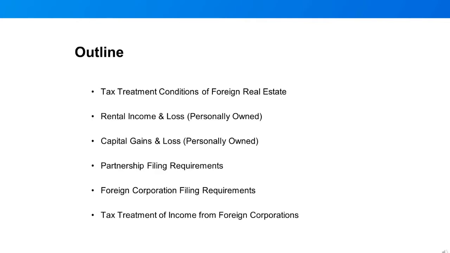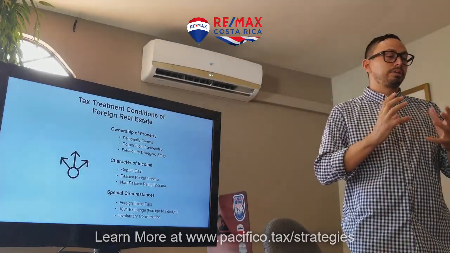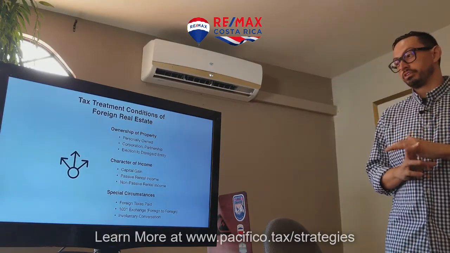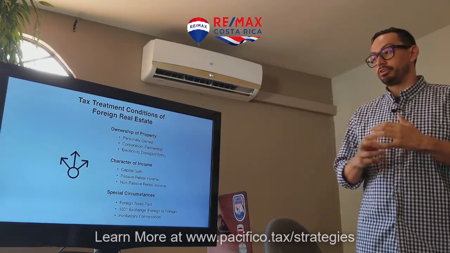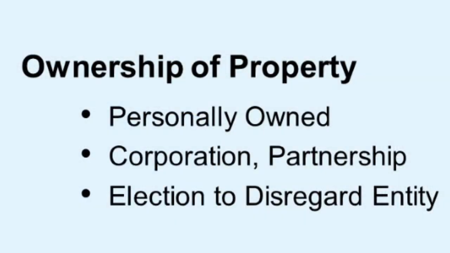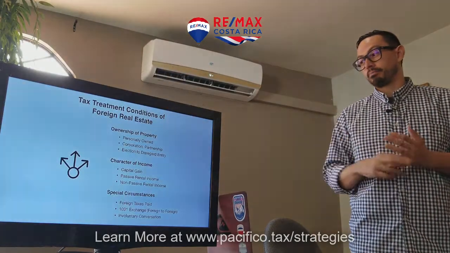Depending on how you own the property and the activity of the property is how it gets taxed and at what rate. So the first thing you need to know is the ownership of the property. Do you personally own it? Is it owned by a corporation, whether that's a Costa Rican corporation or another foreign corp? Or is it a partnership? Do you have an agreement with another person to carry on an activity here in Costa Rica with a property? Then that would be a partnership.